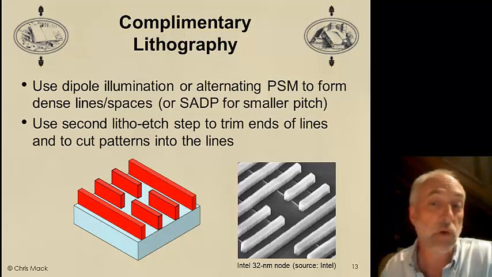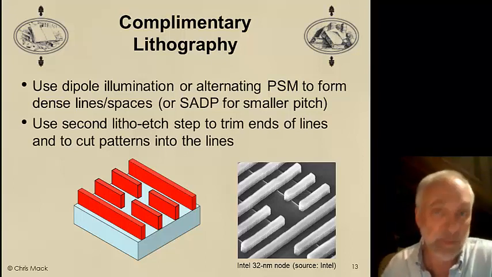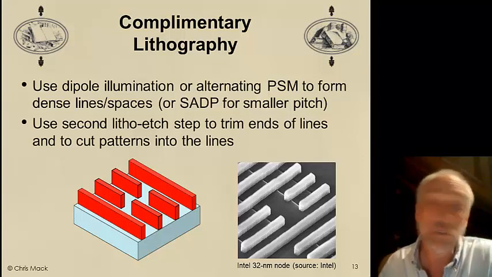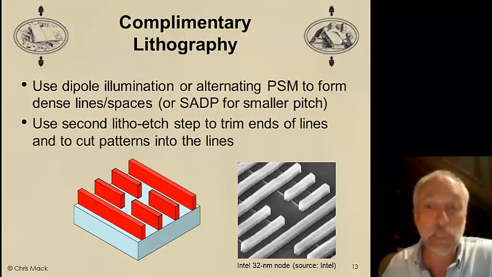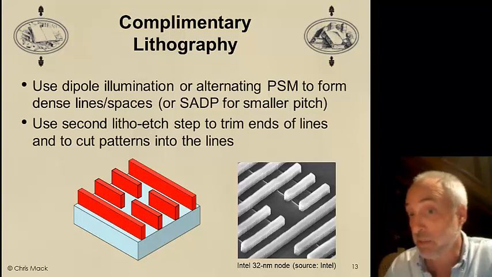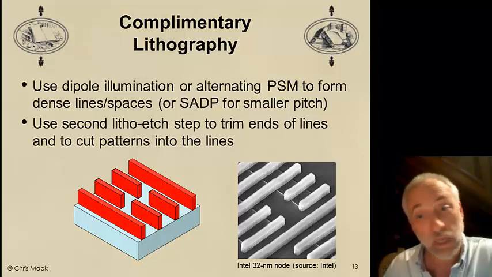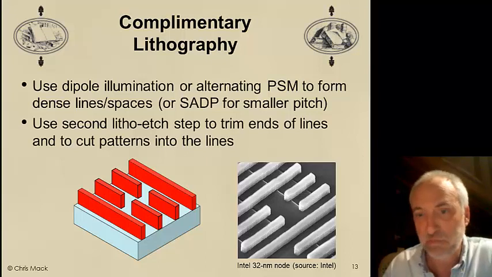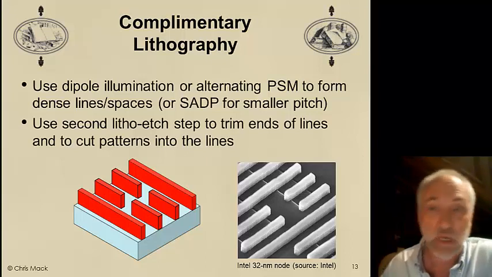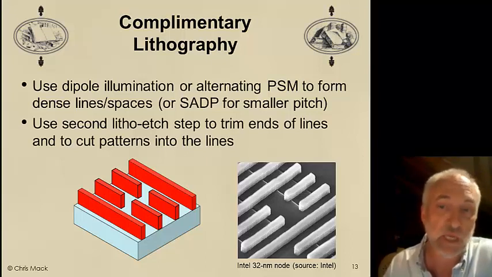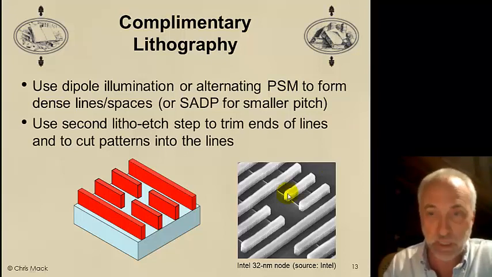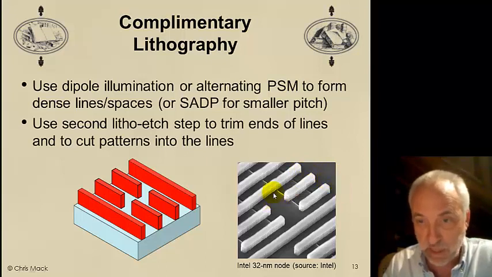Intel, for example, has been using this style of complementary lithography since the 45 nanometer node. Here's an image from one of their 32 nanometer node chips where, I believe, this looks like the poly gate level, where they've taken their poly gates and printed long lines and spaces and then cut them, as we see at the ends, but also cutting them here in the middle to create the gates of the dimensions that they want, some long, some short.